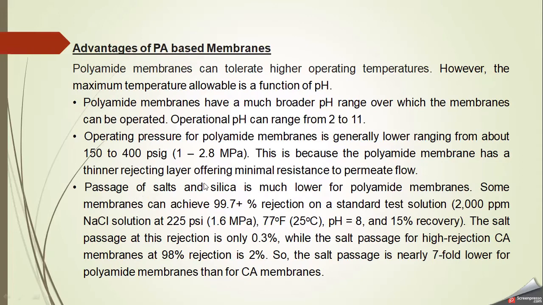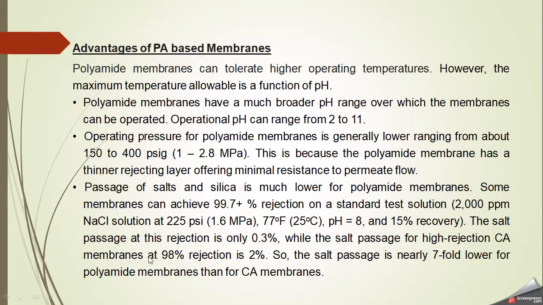Next, the passage of salts and silica is much lower for polyamide membrane. This membrane does not allow more passage of silica and salts. Some membranes can achieve even 99.7 plus or minus % rejection on standard test solution. What is the standard test solution? The standard test solution is 2000 ppm of sodium chloride solution at 225 psi, 1.6 megapascal pressure, at a temperature of 25 degrees centigrade, with a pH of 8 and recovery of 15%.